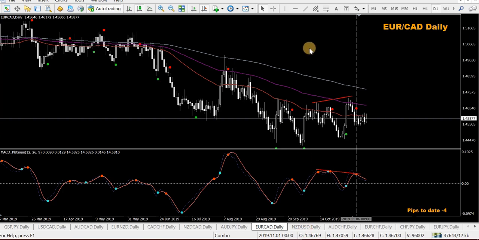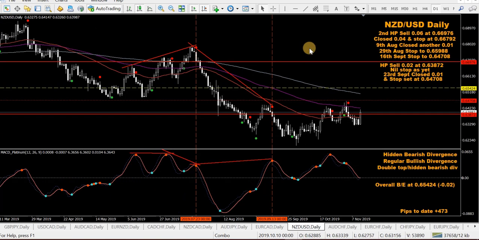New Zealand USD. Now, I was a bit lucky on this. I closed a sequence of trades that were in here this morning, I think. Yeah, took a small profit. I just wanted to clear it before the news, which worked out well because it popped up again.